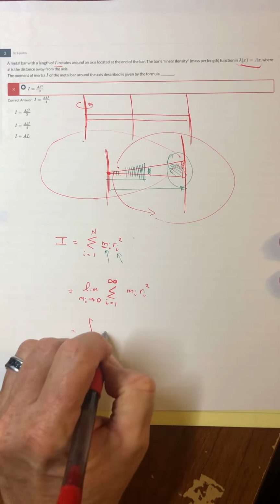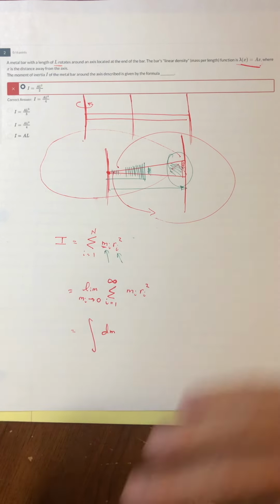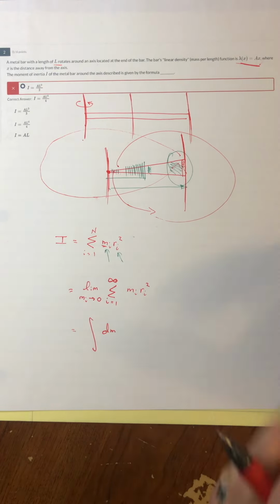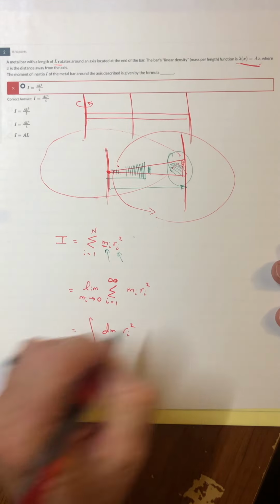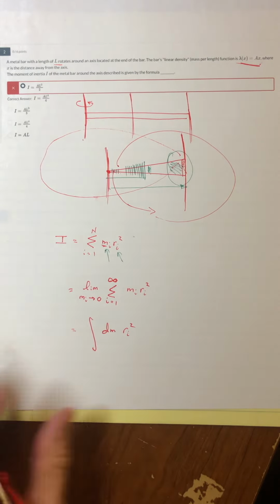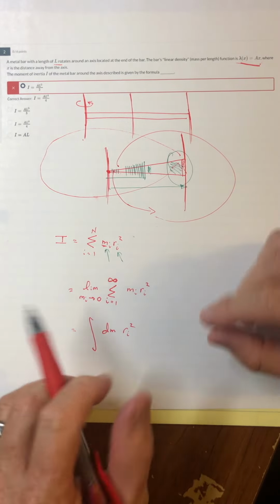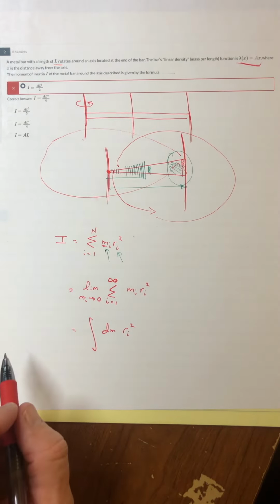And so the thing that becomes a d something, a dx, a dy, a dm, a dv, a d whatever, is then the size of the mass, not the position of it. Okay?